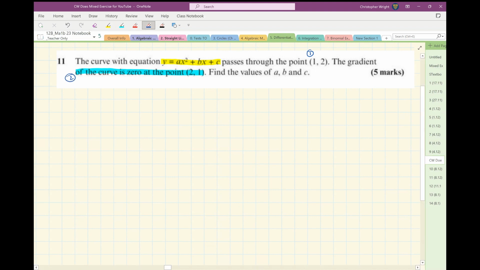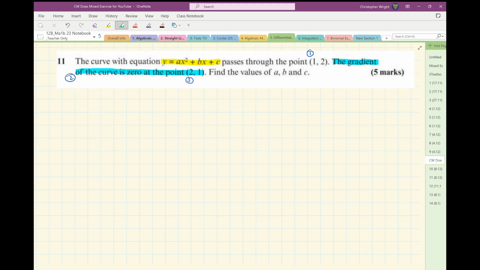Now, there is a third piece of information, and it's kind of hidden in that sentence. The gradient of the curve is 0 at the point 2, 1. Fine. The hidden piece of information is that the curve also goes through the point 2, 1. So I've actually got 3 bits of information here.